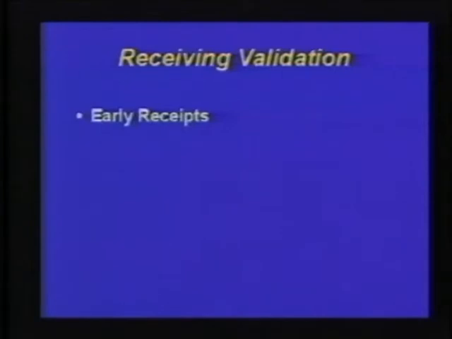Item number 11 is starting off with receiving validation. First of all, you should have procedures and the systems in place, and the people that are going to be instrumental in supporting these types of receiving validations should be properly trained so that they know exactly how to process one of these receipts when they occur. And let me just walk through these receiving activities with you.